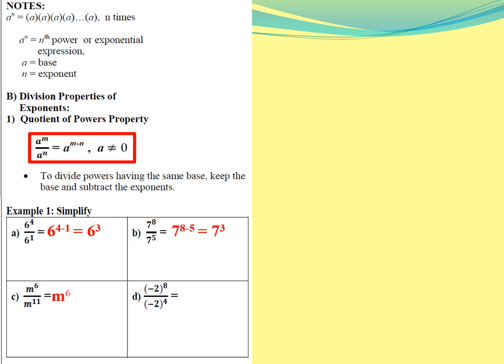Letter C, m to the 6 divided by m to the 11 equals m to the 6 minus 11 equals m to the negative 5. Letter D, negative 2 to the 8 divided by negative 2 to the 4 equals negative 2 raised to 8 minus 4 equals negative 2 to the 4.